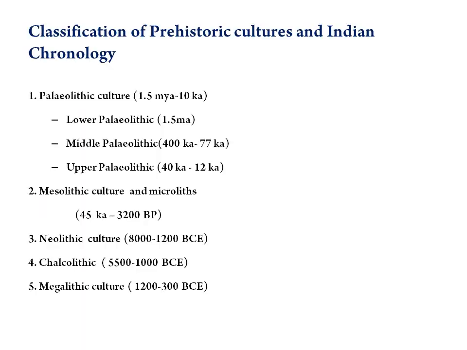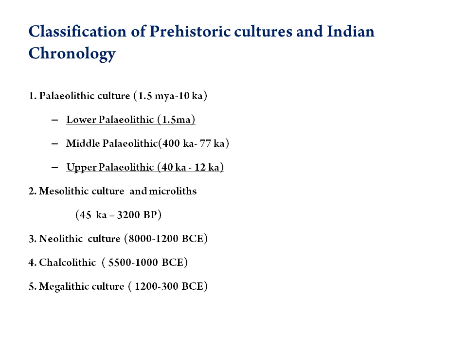Now, coming to be very precise to the Indian context or Indian prehistory, the prehistoric cultures of India can be classified into five periods: Paleolithic, Mesolithic, Neolithic, Chalcolithic, and Megalithic culture. The Paleolithic culture is further classified into three sub-phases: Lower Paleolithic, Middle Paleolithic, and Upper Paleolithic. The Paleolithic culture in India is dated back to 1.5 million years securely, and it continued down to 10,000 years ago until the Mesolithic transition occurred.